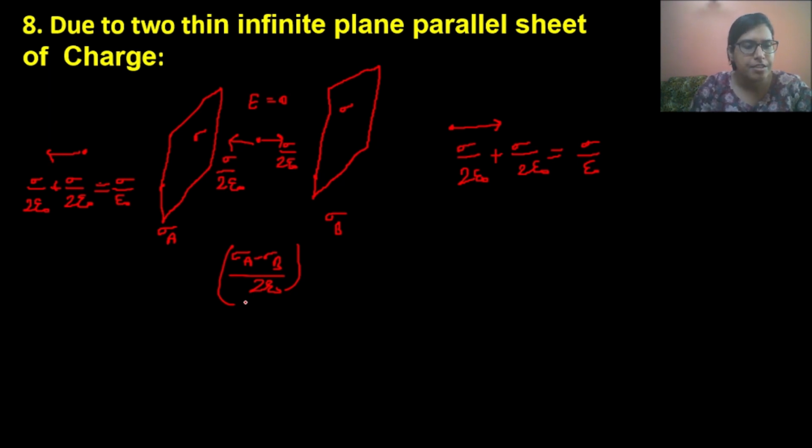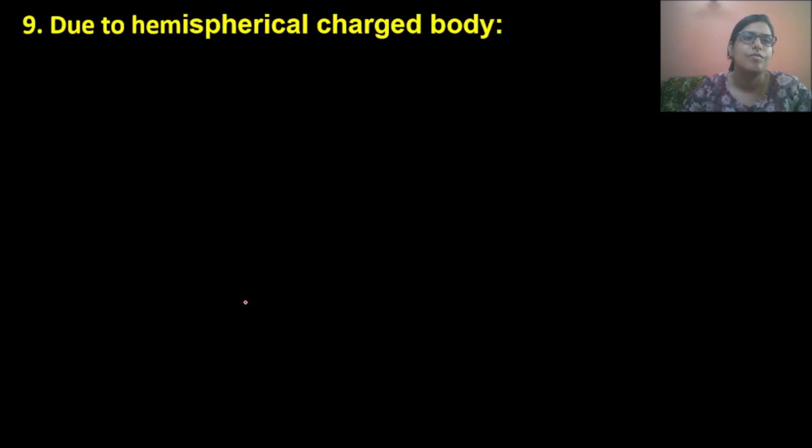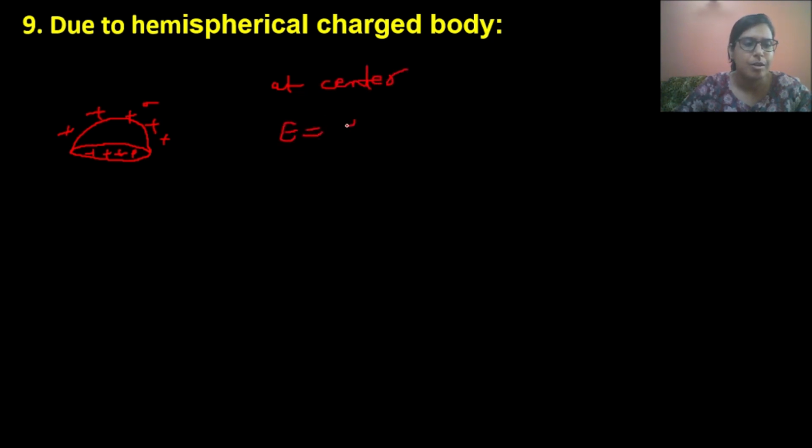Now the next, due to a hemispherical charged body, if the charge density on this surface is sigma, then the electric field at the center will be sigma upon 4 epsilon naught. Remember this formula.